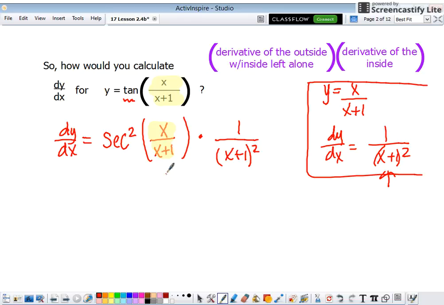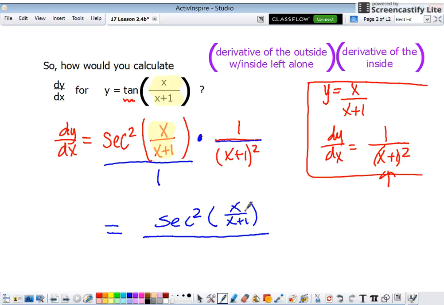Now if this were a multiple choice question, they probably would take this first part over here and treat it like it were a fraction over 1, multiply it by this one over here, 1 over x plus 1 squared, and the answer would probably look like this. Secant squared of x over x plus 1, and then bottom times bottom would be x plus 1 squared. Now, this is probably a little more complicated than most of the problems that you'll see, but you will be required to use the chain rule in conjunction with the product rule and the quotient rule and all the other rules that we've used.